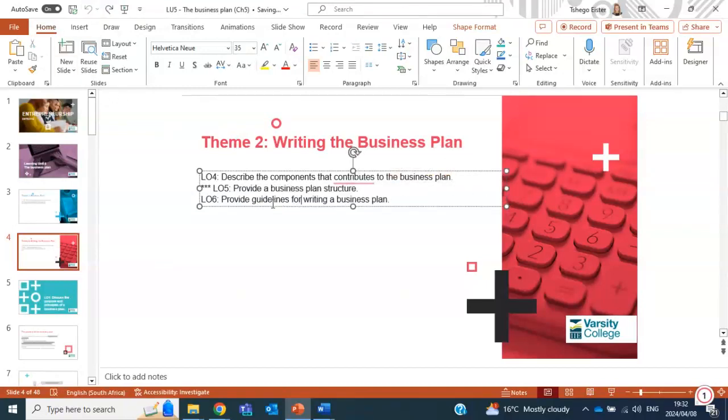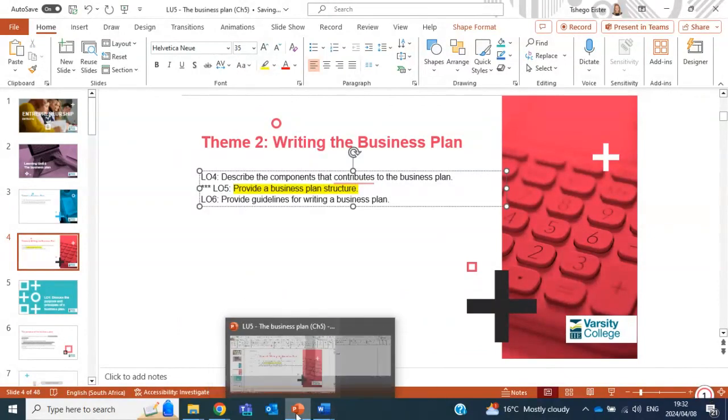What did I just do? Yeah, the business plan structure. And then learning outcome 6 would be provide guidelines for writing a business plan. So this learning outcome 5 is what we are going to cover today.